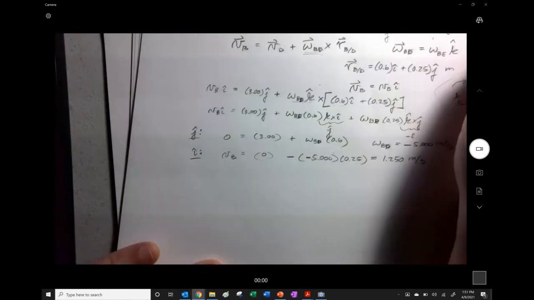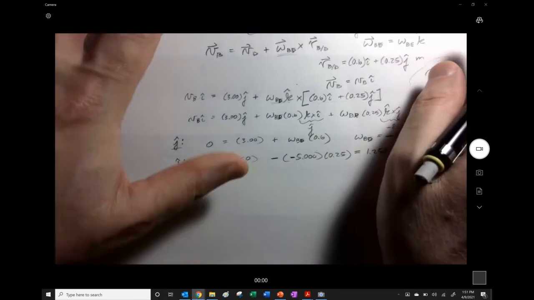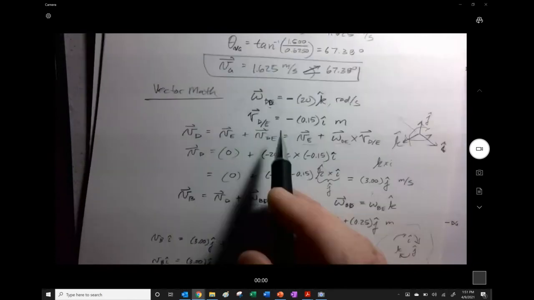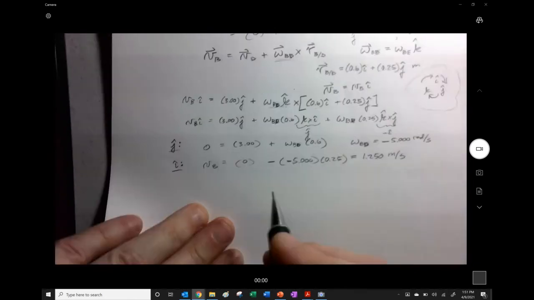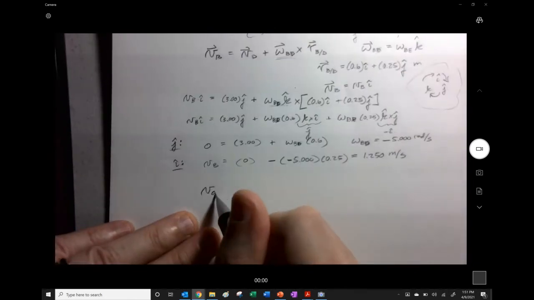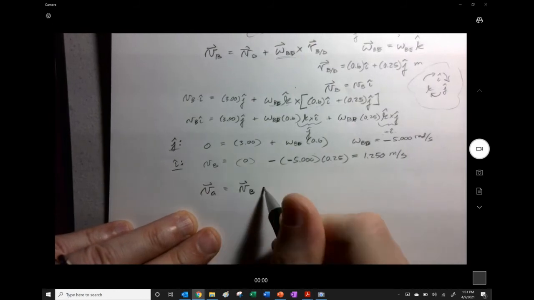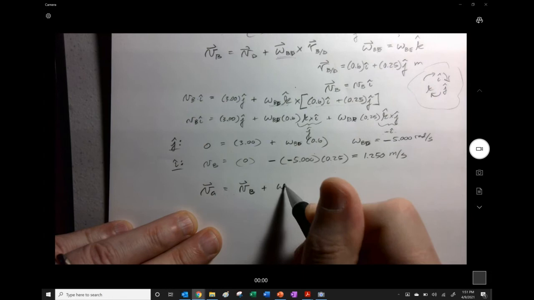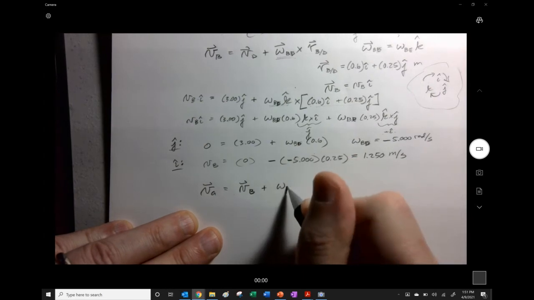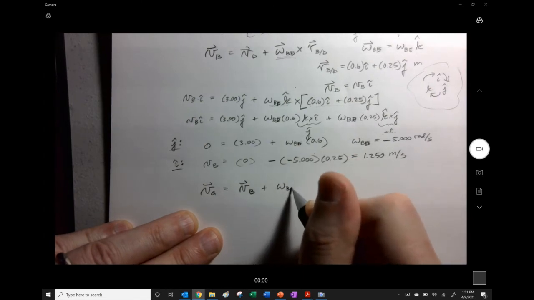But the actual question was, what is the velocity at G? So what we need to do is write out the velocity of G is equal to the velocity of B plus omega BD, this was the whole thing, crossed with R G with respect to B.